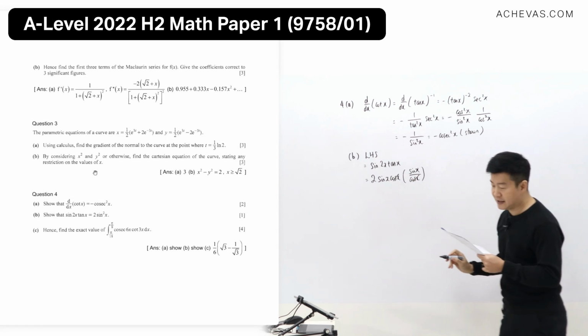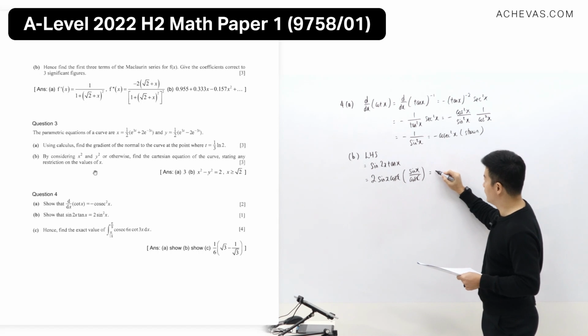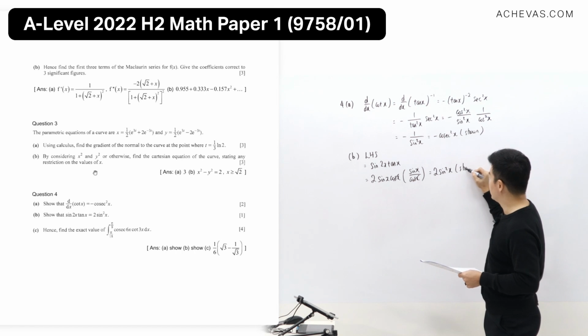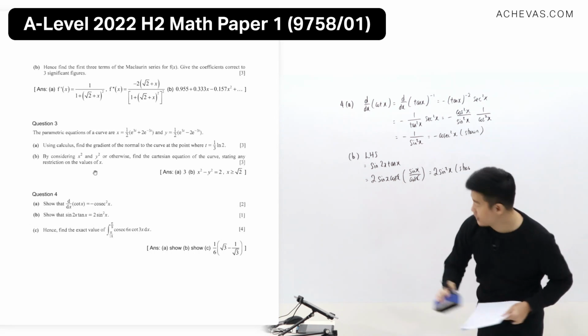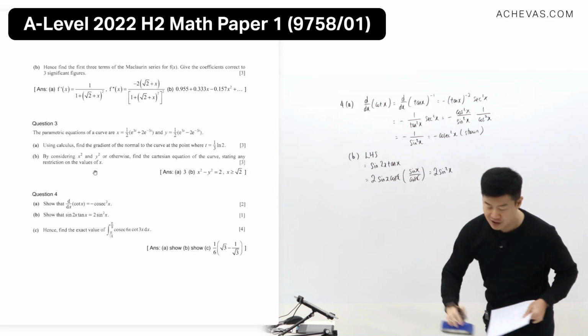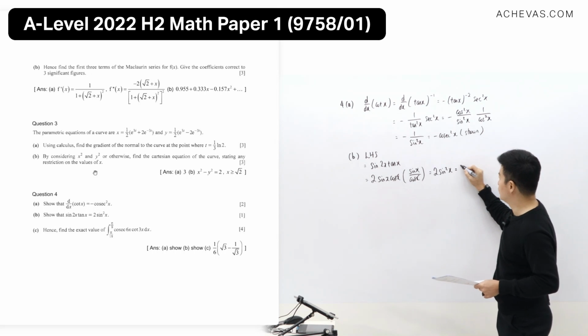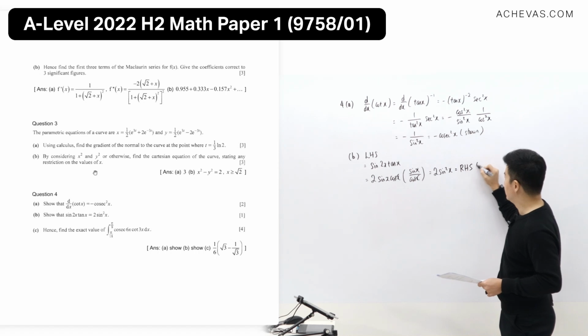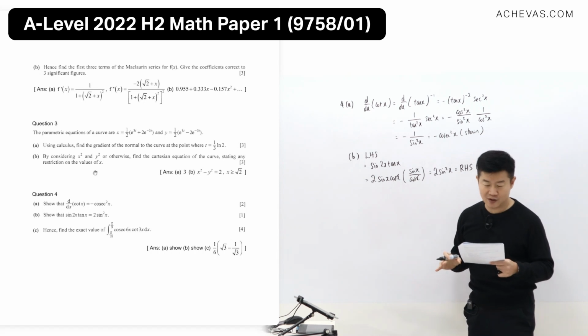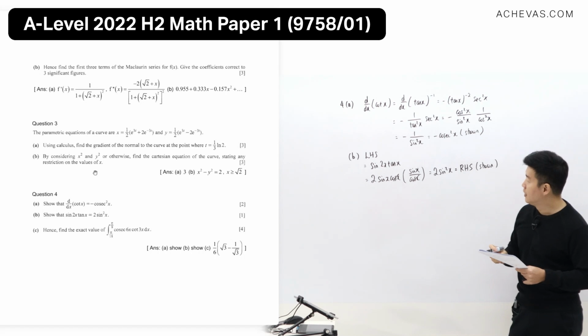So cosine x can be cancelled. I'm going to be left with 2 sine square x, which is what the question wants me to show on the right-hand side. Maybe I should just say that this is equal to the right-hand side. Okay, a slightly more familiar presentation as in my secondary school.